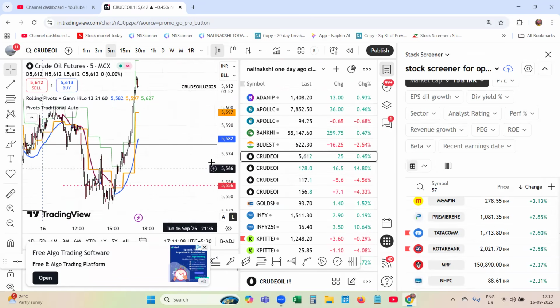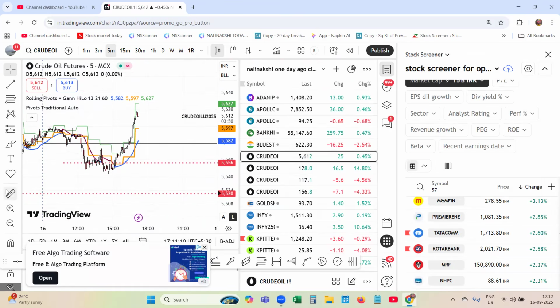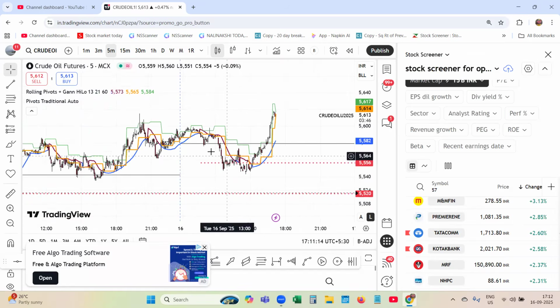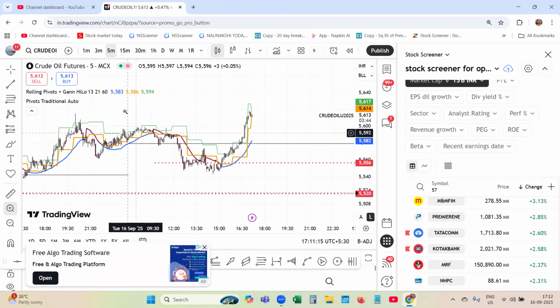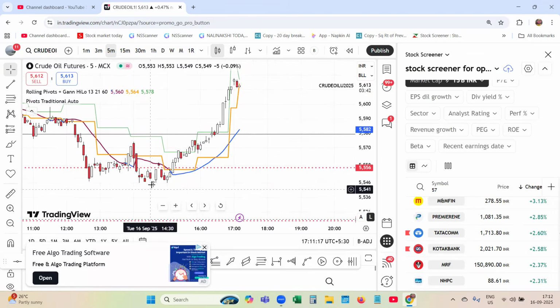See the crude oil. The indicator gave an entry here. The price climbed above 5,553, above Gann HiLo. The magenta color, the sell Gann HiLo, turned to buy Gann HiLo. This is the buy signal.